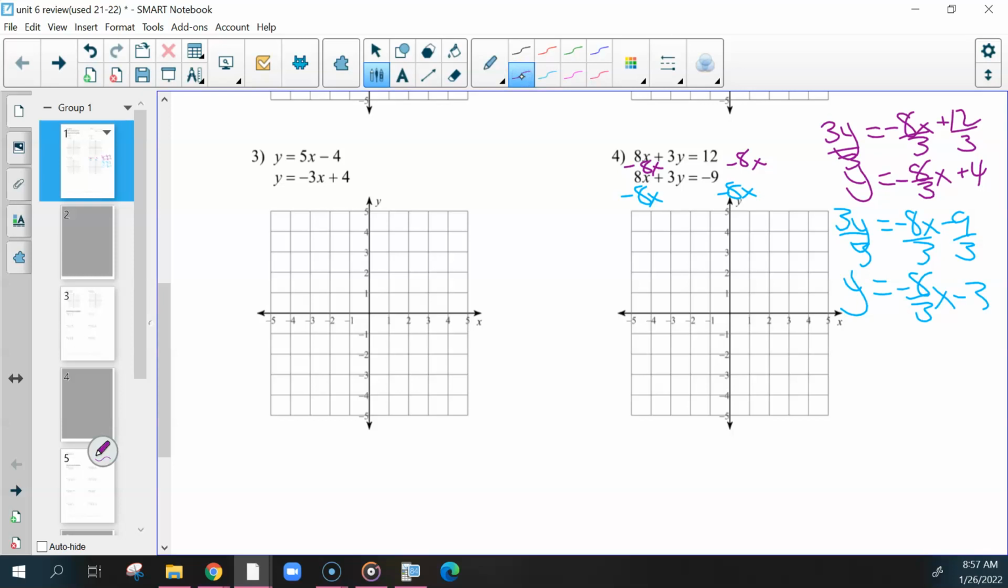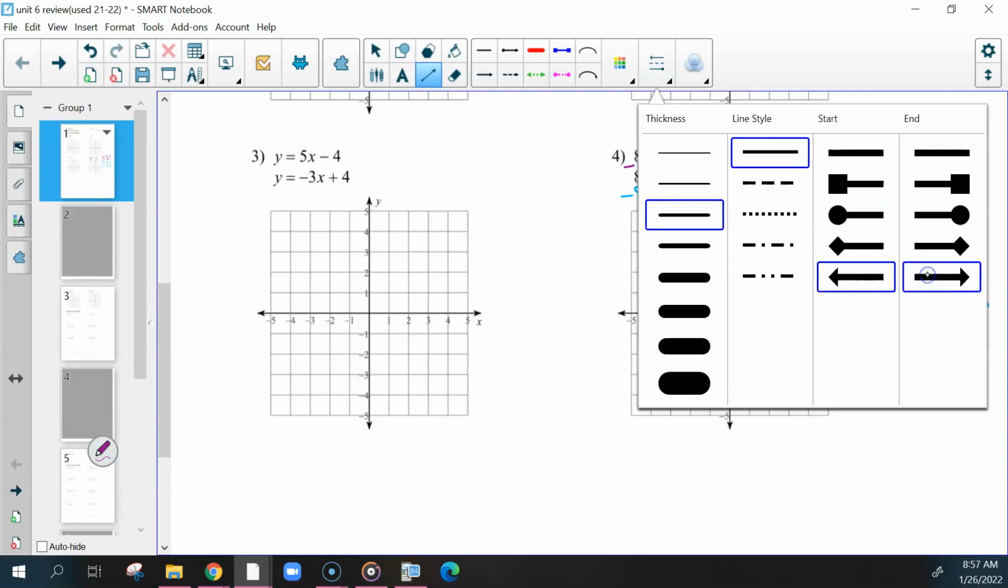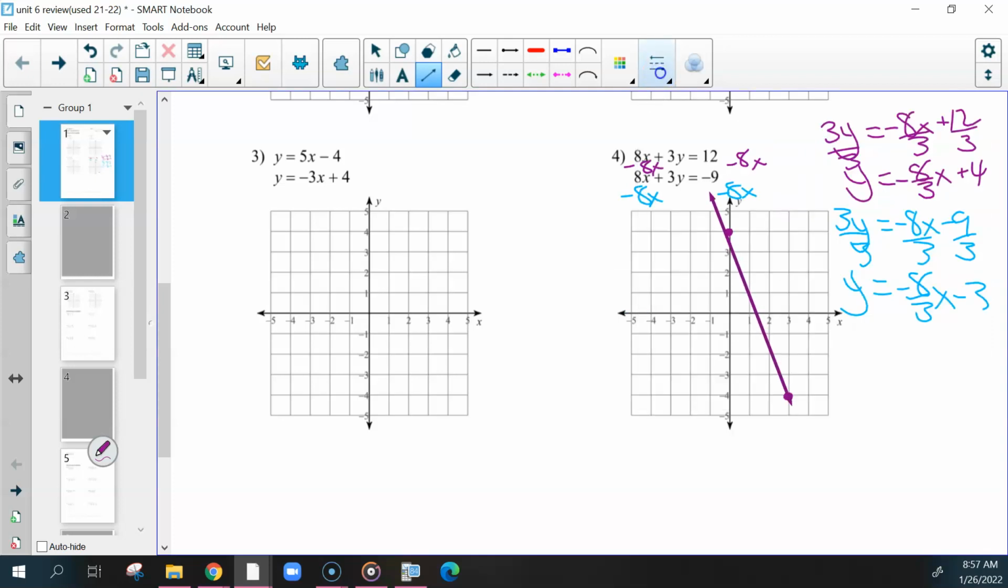With these, I would do them in two different colors, that way you can see them both. It's not necessary to do that, but I'm going to do that since it's started here. So one's going to have a y-intercept of 4, and a slope of negative 8/3. We're going to go down 8, and to the right 3, and draw a line through that. Make sure your line has arrows.